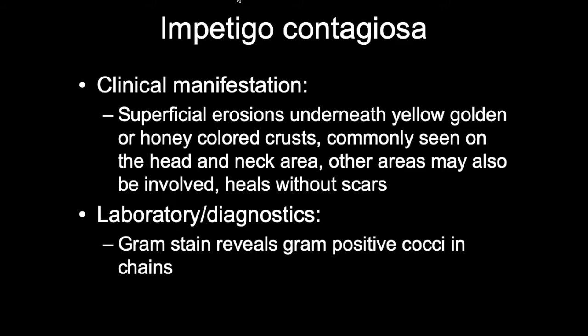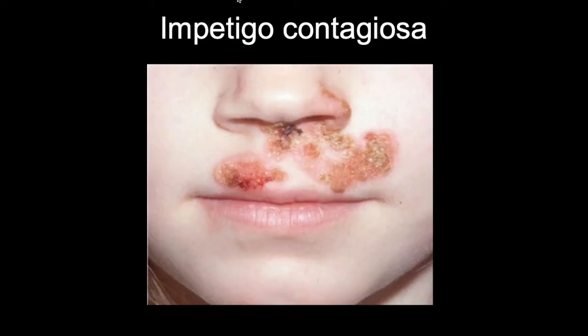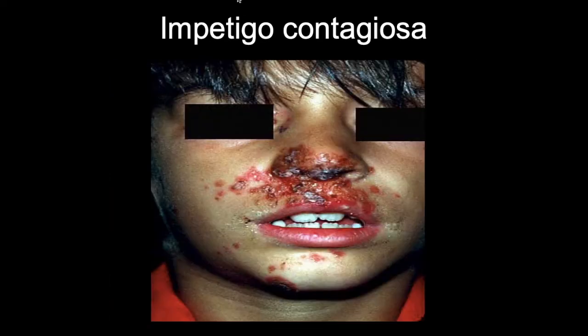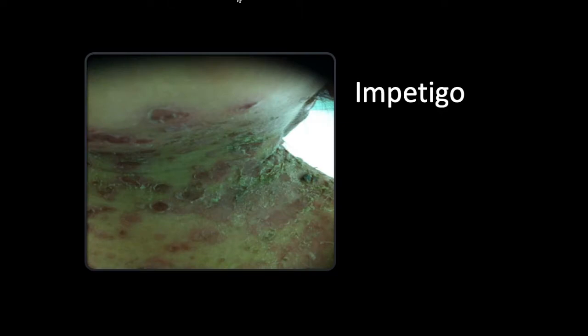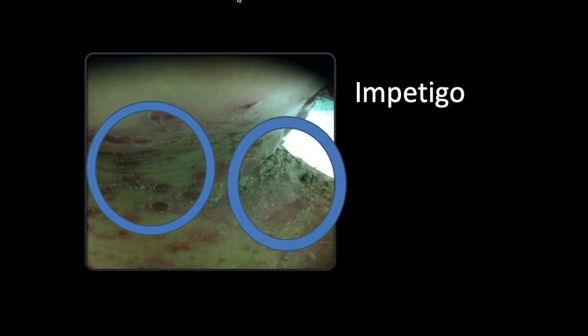Laboratory test is quite simple. Just do the gram stain procedure. This will show gram-positive cocci in chains. Here are some photos of impetigo contagiosa. Note the yellow golden crust. Here, when the crust is removed, you will note superficial erosions. This is a patient with impetigo, with areas of superficial erosions when the crust is removed. And here is the honey-colored crust.